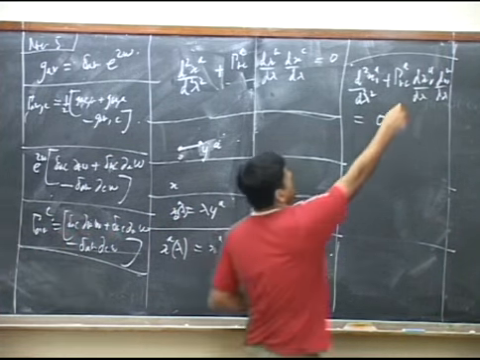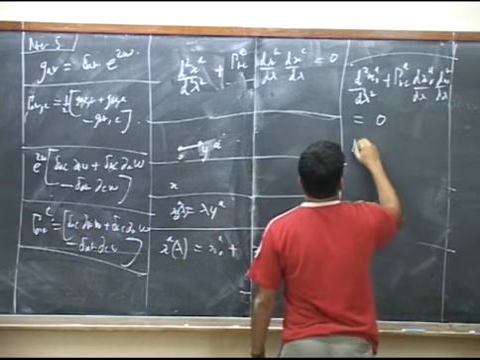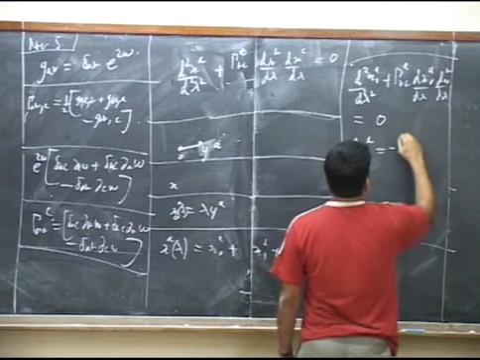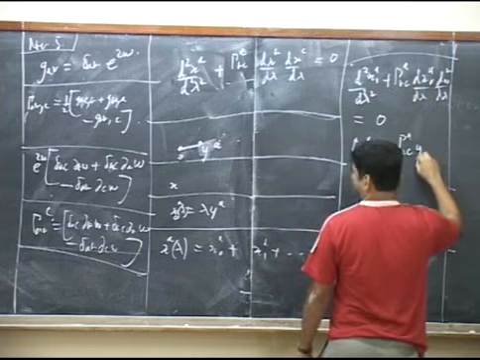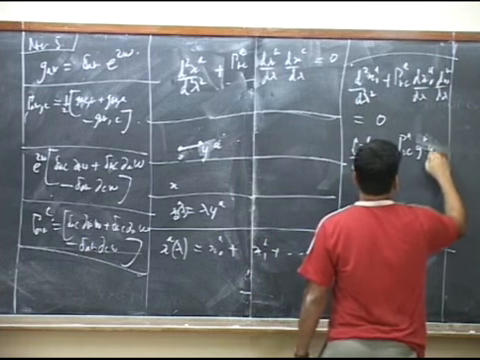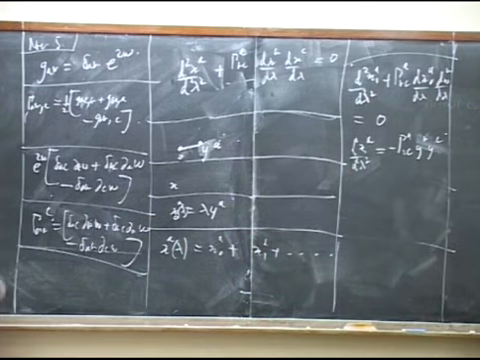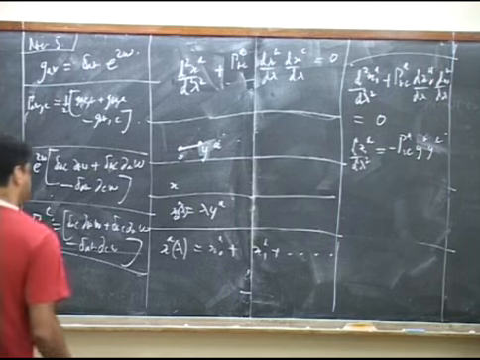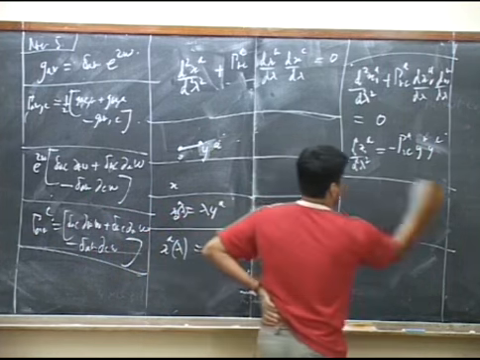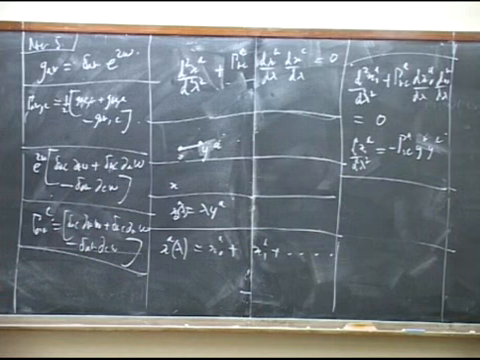Okay, now this is just, so that's d²x¹ᴬ by dλ² is equal to minus gamma ABC times y^B y^C. And we can integrate this equation.